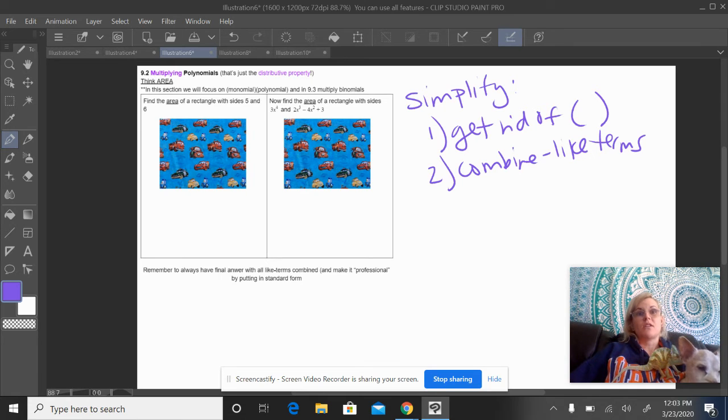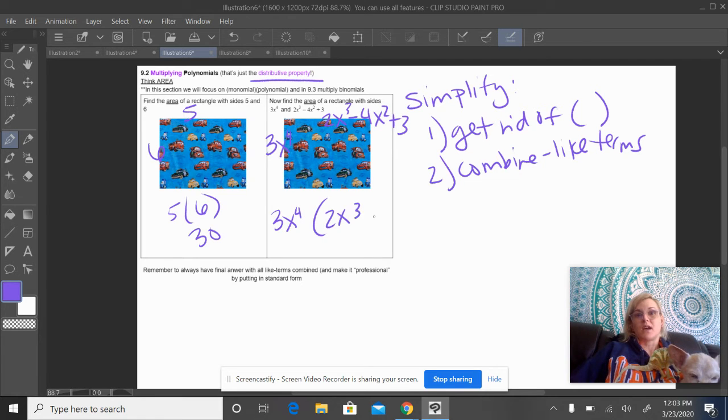Okay, so now I'm multiplying. So that's just the distributive property. So here I have 5 times 6. I can multiply those together, right? So 5 times 6 is 30. I didn't use the distributive property, but let's see what happens here. I have 3x to the power 4, and then 2x cubed minus 4x squared plus 3. So when I'm multiplying them together, because on the inside, I can't group these together. I can't add any of these. They're not like terms. That means I have to use the distributive property.